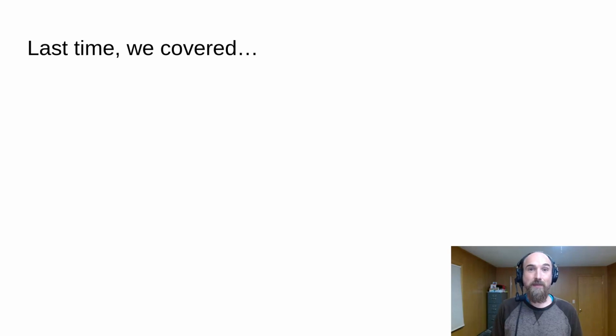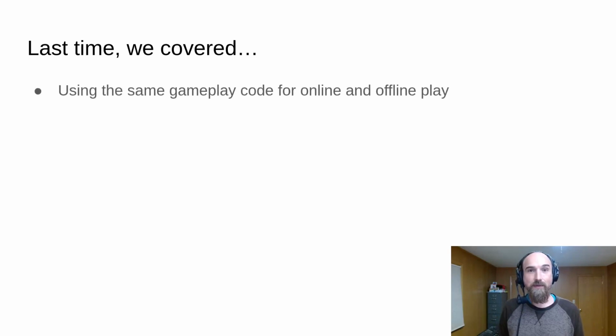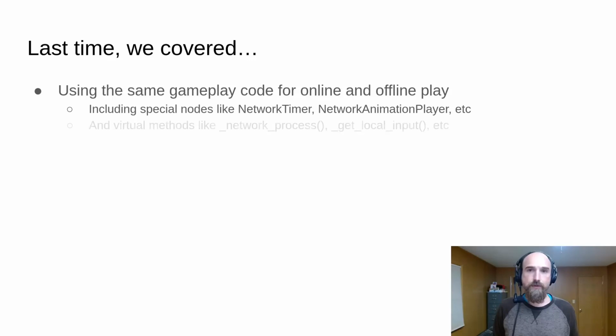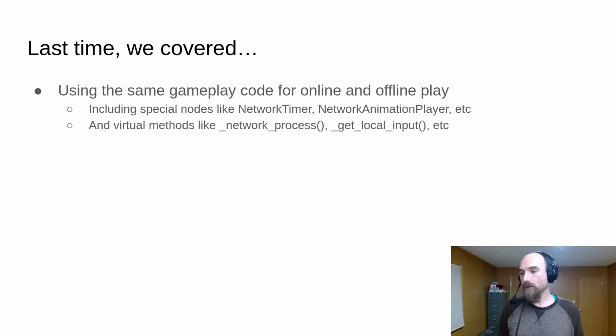Last time, we talked about adding offline play to a game that was built with the Godot rollback netcode add-on, using the same gameplay code for both online and offline play, including all the special nodes and virtual methods like network process and get local input. And that was it. It was a very short video, at least as far as my videos go.